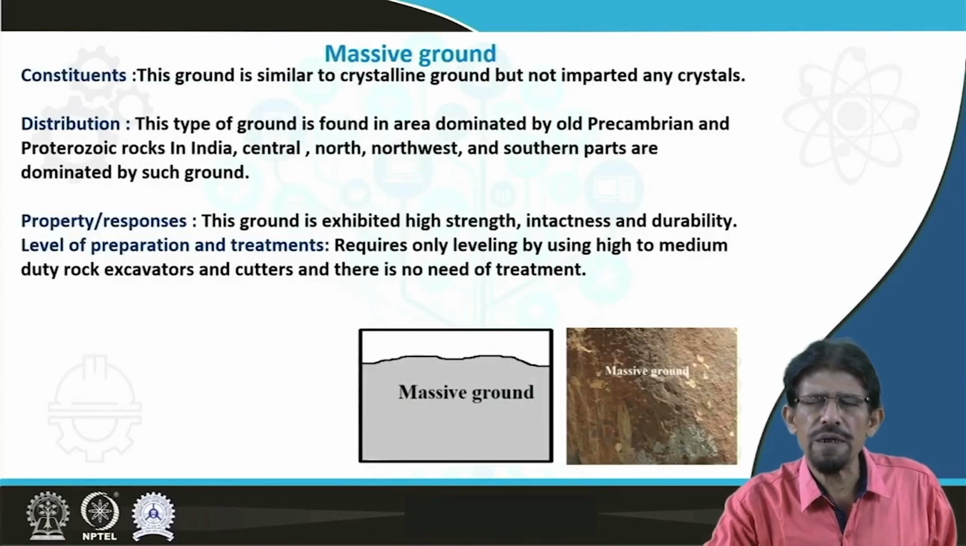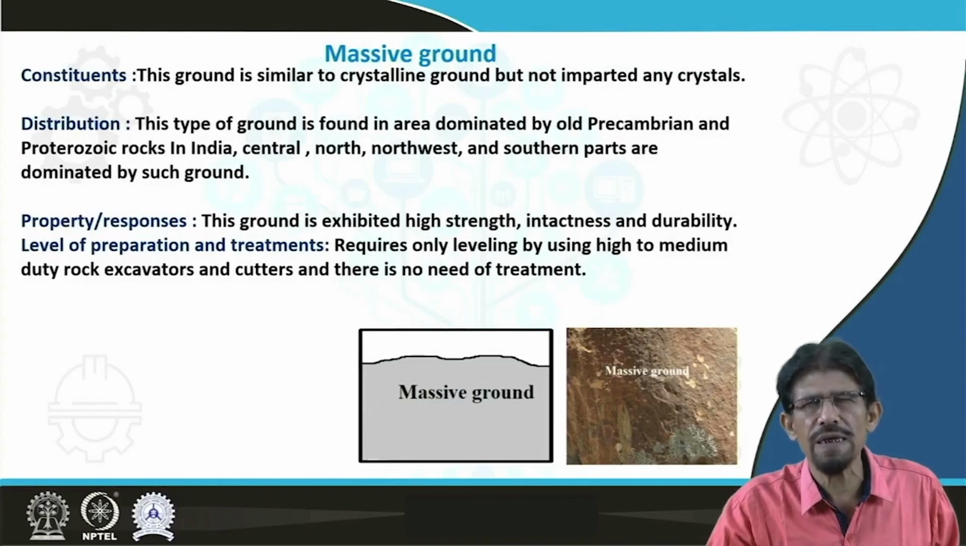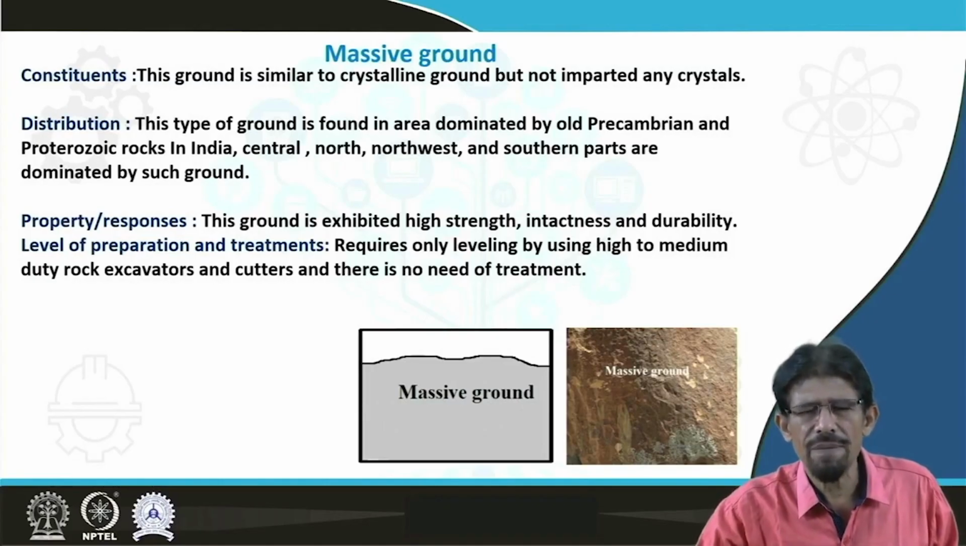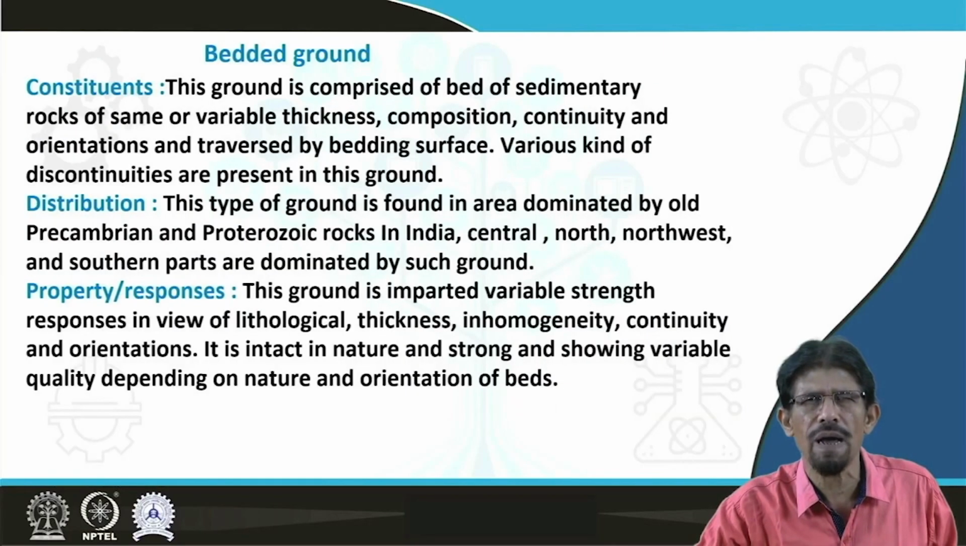Massive ground is close to crystalline ground, but this type of ground is not going to show any crystalline features. In other properties, this massive ground is the same as we have already discussed in the case of crystalline ground. Similar to the crystalline ground, this also shows a requirement of preparation related to a high level, but the treatment is almost zero level or very low level of treatment.